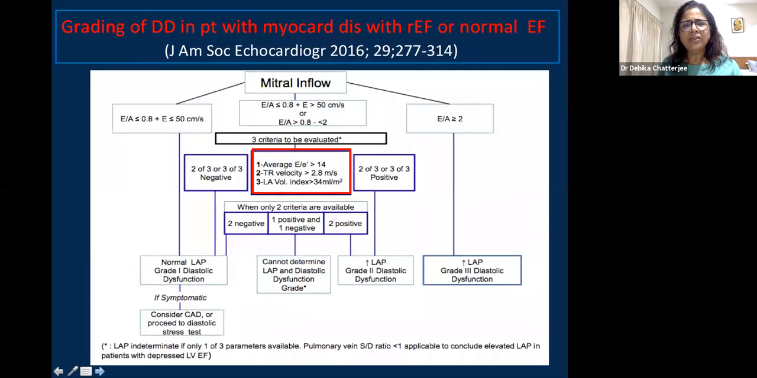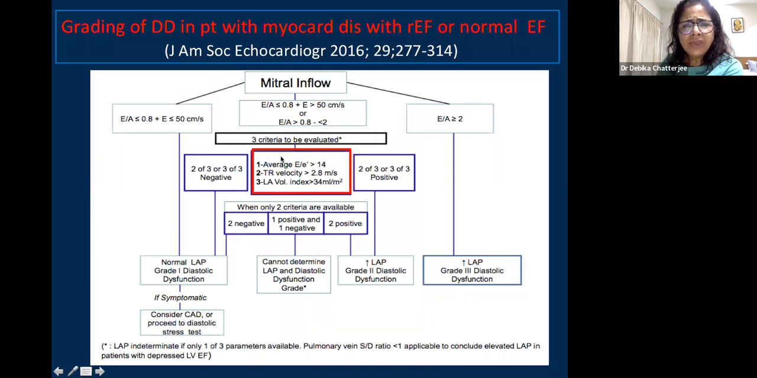Now, what are those additional parameters? Average E by E prime, that we have already learned. If it is more than 14, it's a positive criterion. TR velocity, I have already discussed. If it is more than 2.8 meter per second. And the LA volume index, if more than 34 ml per square meter. These are the 3 criteria which are to be seen for classification of this group of patients.